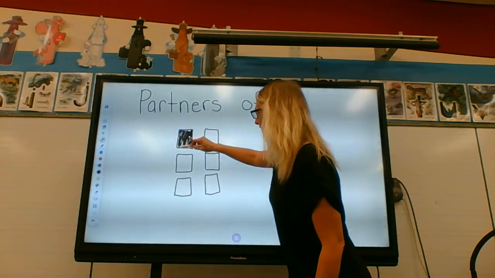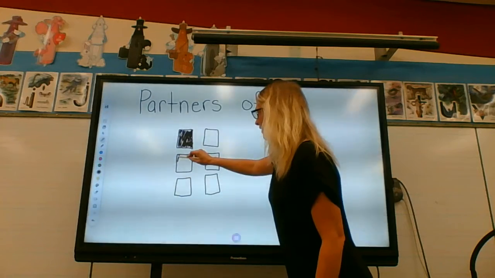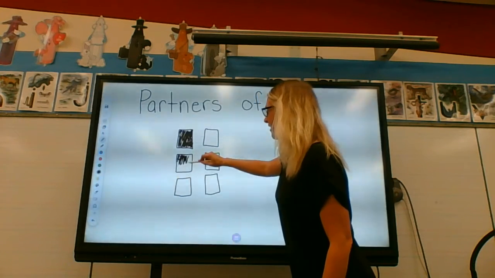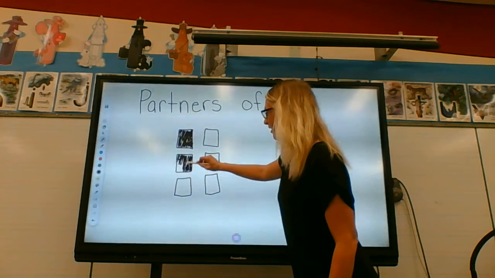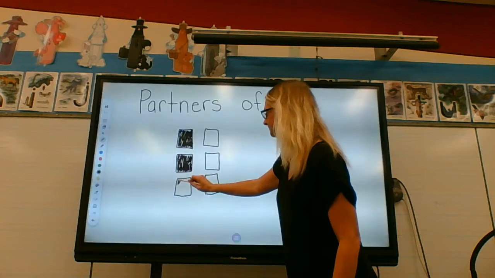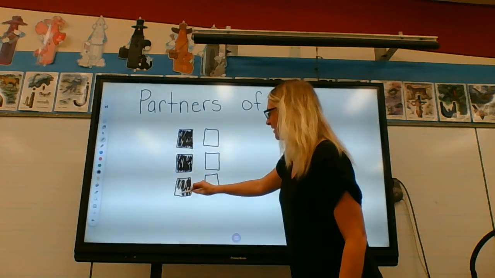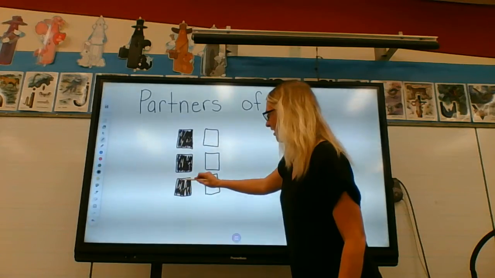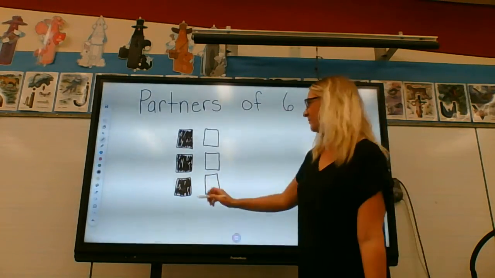Remember, you don't have to do this part because it's already done for you. Your job is just to count how many shapes are shaded and how many are not shaded to find your partners of 6. So I'm going to finish shading in my last square and then we can count together to see how many are shaded. All right, counting with me.